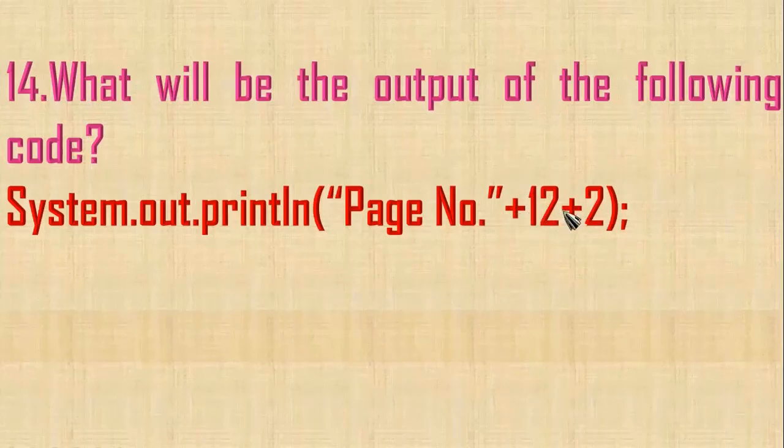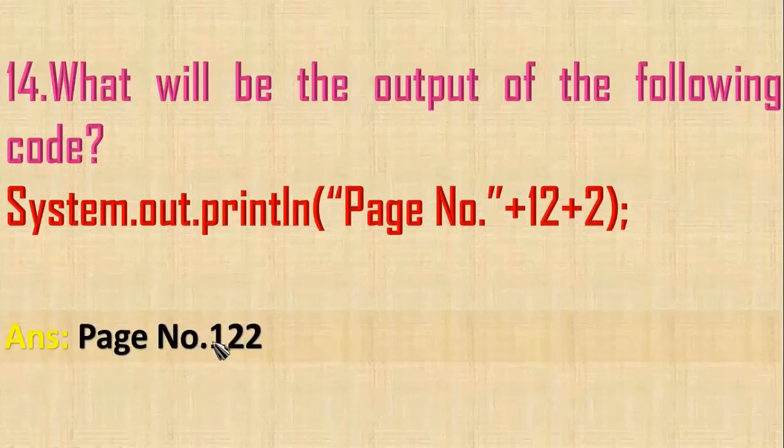So the plus symbol here is just concat. So we will get page number 122 as the answer. I want to recall about the operator precedence. When operators are in the same precedence, then associativity rules also apply. So it will be from left to right.